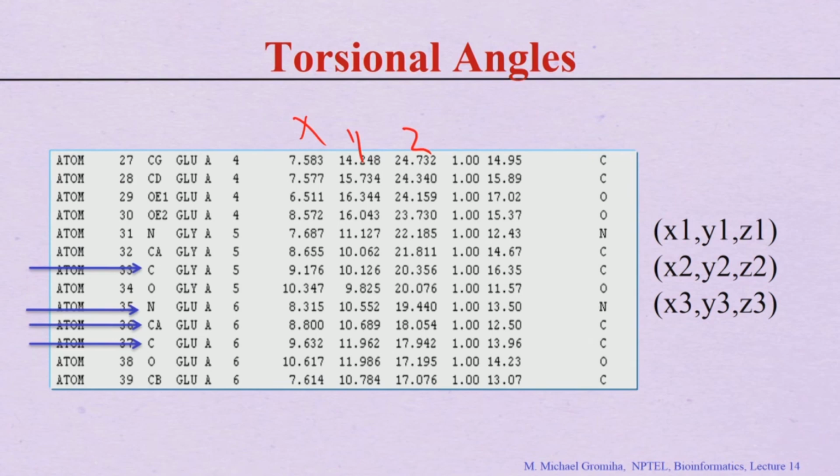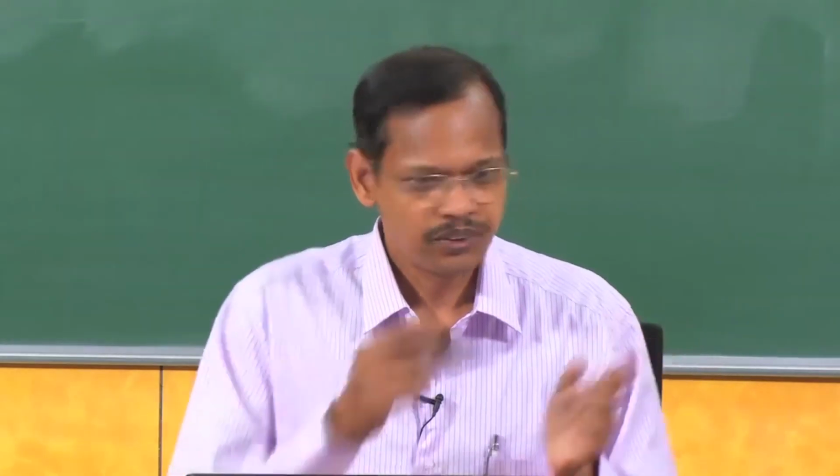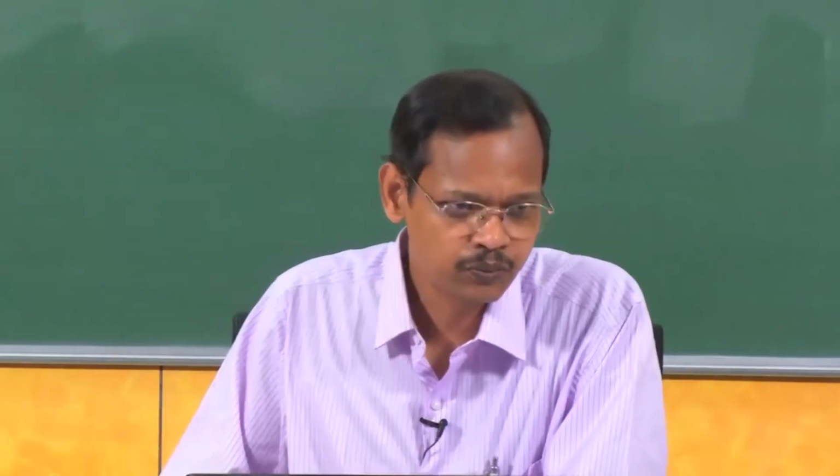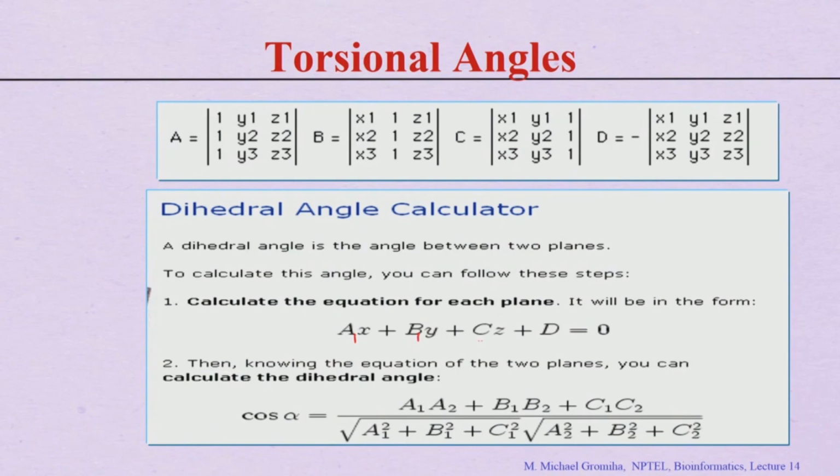Suppose we have the x, y, z coordinates and take 4 atoms, for example C, N, C alpha, C. For the first one we have x1, y1, z1, the second x2, y2, z2, and the third x3, y3, z3. If you have 3 atoms, can you make an equation of a plane? They can form a plane. What is the equation of a plane? a1x plus b1y plus c1z plus d1 equals 0. So a1, b1, c1 and d1 you can calculate using determinants.